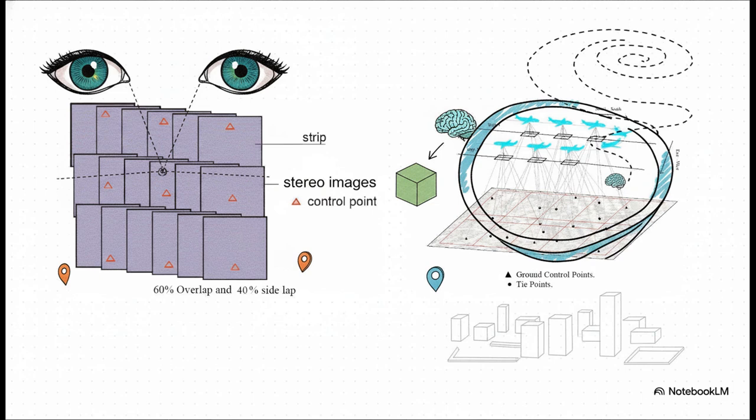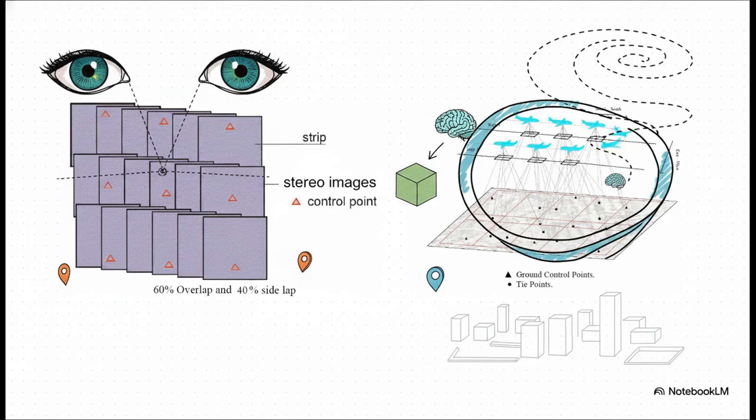Now that first step, stereo imaging, is the magic ingredient, and it works just like our own two eyes, right? Each of your eyes sees an object from a slightly different angle, and your brain mashes those two views together to give you depth perception. It's the exact same idea here.